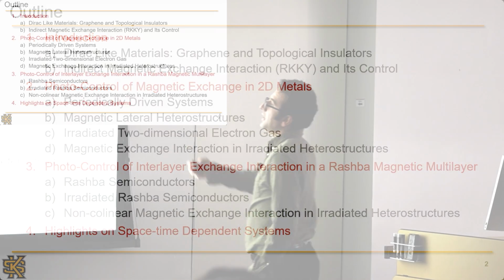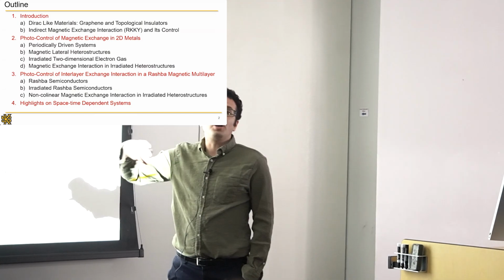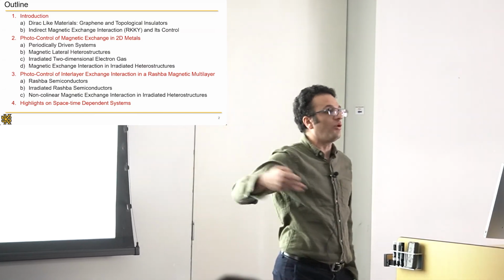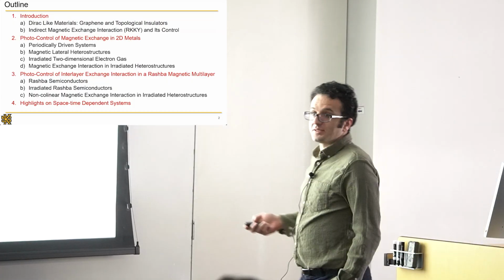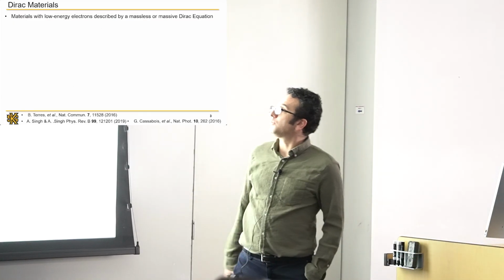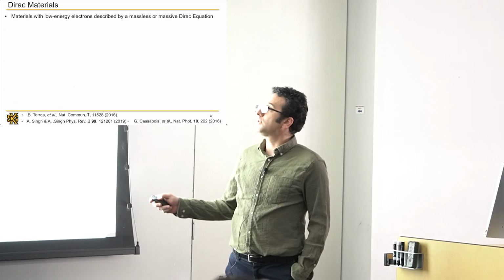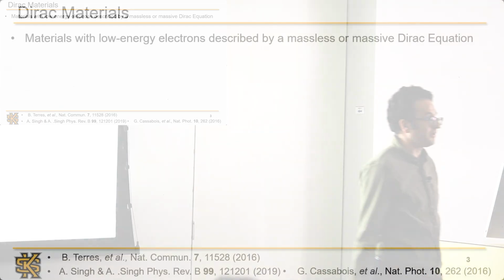its control. Then in the following parts, I'm going to show you how we can have a photo control, or a control through periodic driving, of this type of phenomena. So let's dive into the materials immediately, right? The first thing that we do is the materials. So let's start with Dirac-like materials, or Dirac materials.